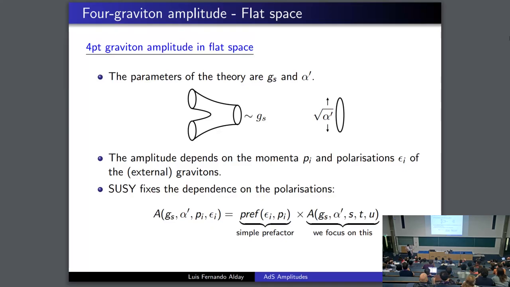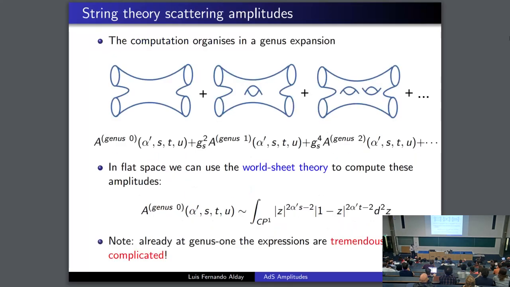Now, this is still a very complicated object, so we can do a genus expansion, and actually, in a very natural way, the string theory computation organizes into a genus expansion, where the first contribution is the genus 0 or tree-level contribution, then we have genus 1, genus 2, etc. Now, it is a textbook computation. You can find it in Green, Schwarz, Witten, for instance. The fact that in flat space, we can use worldsheet theory in principle to compute all of these.